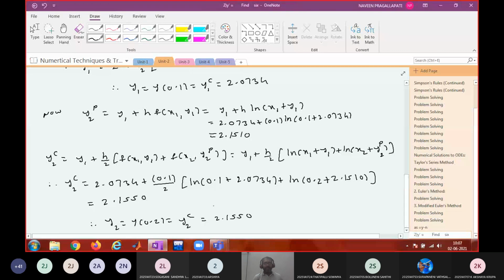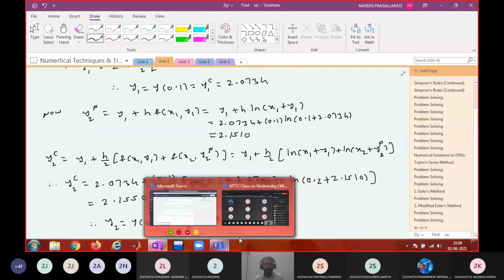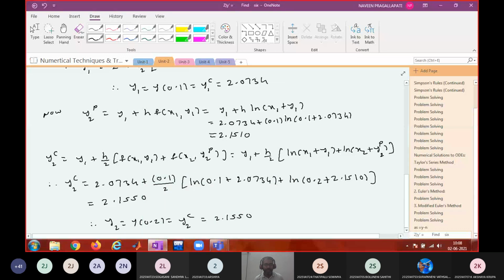Okay. So in this class we have completed the modified Euler's method. We just have two more methods, Picard's method and the fourth order RK method, that we'll see in the coming classes. So just note down the values, verify them later. y1 is 2.0734, y2 is 2.1550.